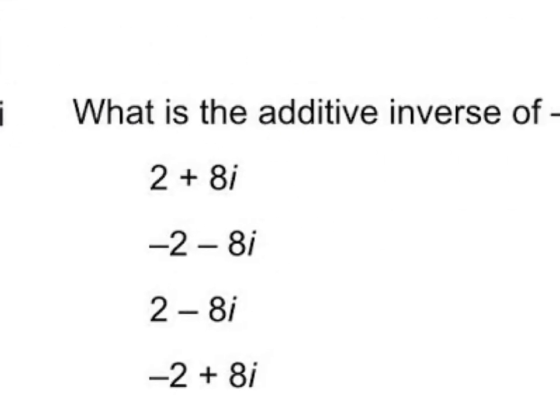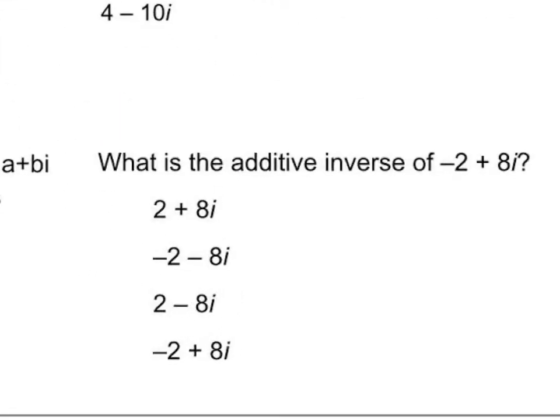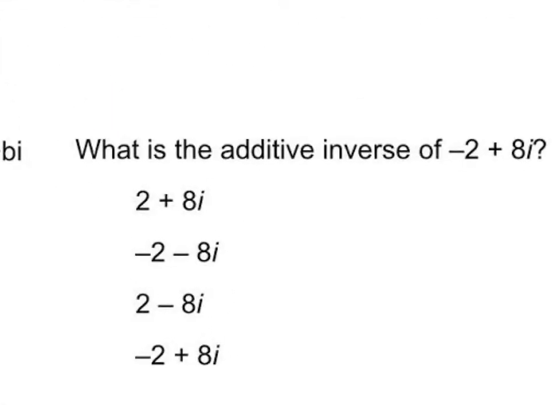Okay, so then over here it says, what is the additive inverse of negative 2 plus 8i? So I just want to do the opposite. Even though this one's negative and this one's positive, this would have to be positive 2 and then minus 8i. Okay, so it would be this one.